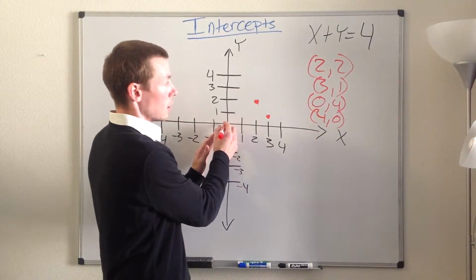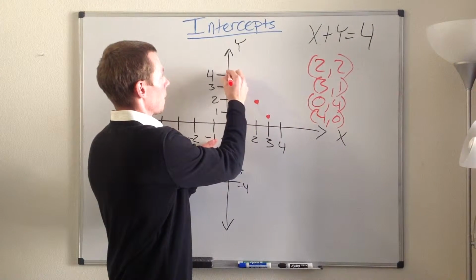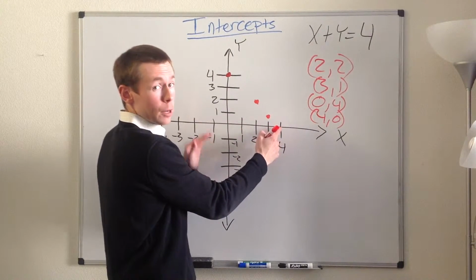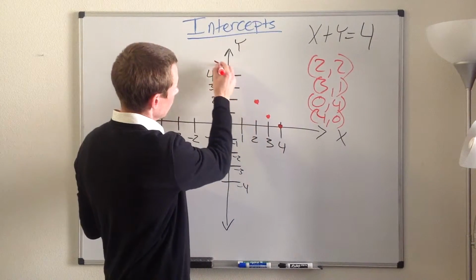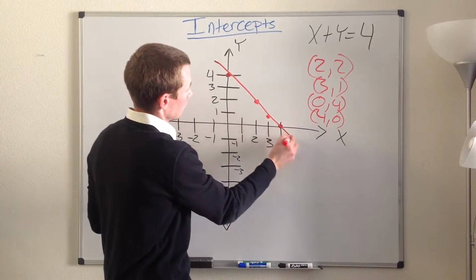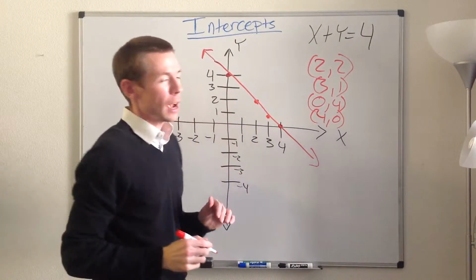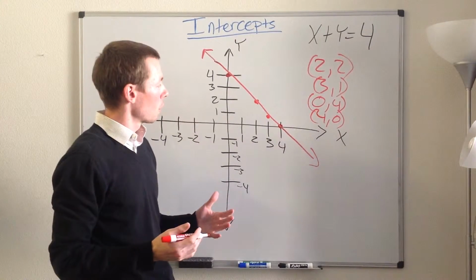So start at 0, we're not going anywhere. Then we go up 4. And for the x of 0, we don't go over at all. Then for 4, 0, we go over 4, and then we don't go up or down at all. So I put a point right there. And here is our line that represents all the solutions to x plus y equals 4.